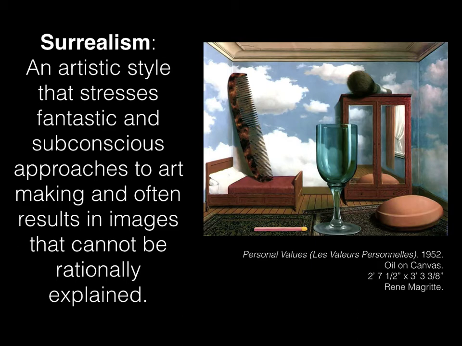Okay, another way to think about scale is a distortion of it. So this is an example of a surrealistic artwork. And surrealism is an artistic style that stresses fantastic and subconscious approaches to art making and often results in images that cannot be rationally explained. So this is a piece called Personal Values by René Magritte.